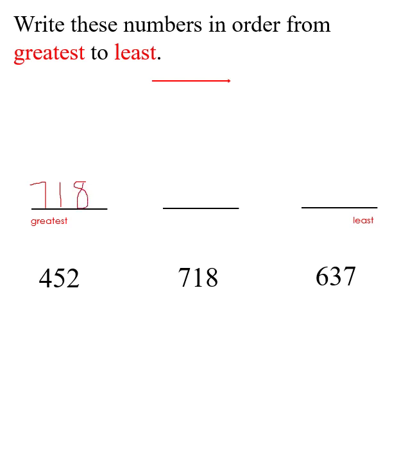All right, then I go back down and I look at the other two. I have 4 hundreds and I have 6 hundreds. So again, which one is bigger? I'm working my way down to the smallest one, so I want the biggest one of these two to come next. So I see 6 is greater than 4, so 637 is going in the middle.